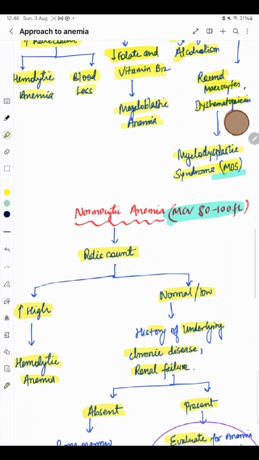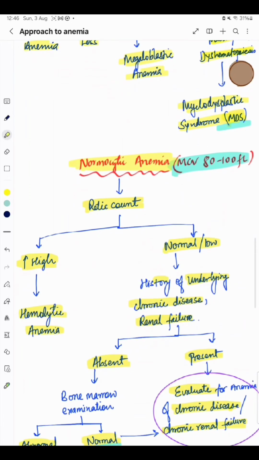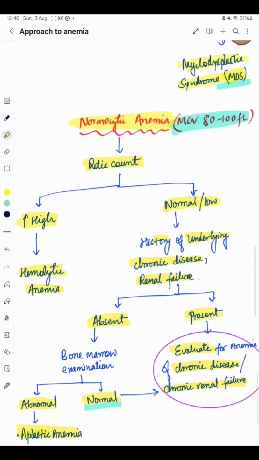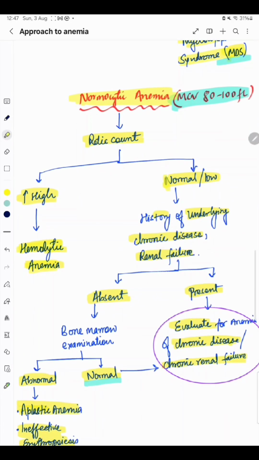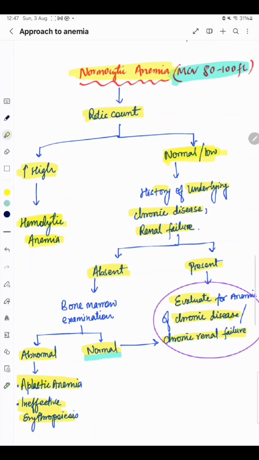Now the last category in normocytic normochromic anemia, in which MCV is between 80 to 100 femtoliter. The size of the cell is normal. We ask for retic count. If retic count is high, then this is indicative of hemolytic condition. If retic count is normal or low, then we take the history of underlying chronic disease or renal failure.